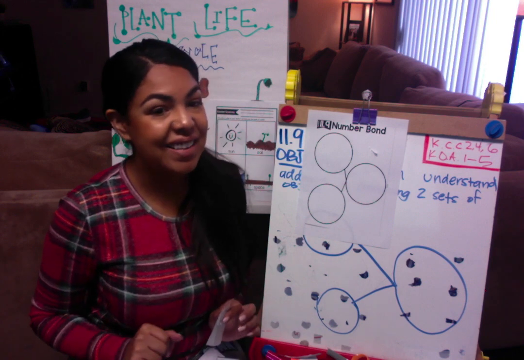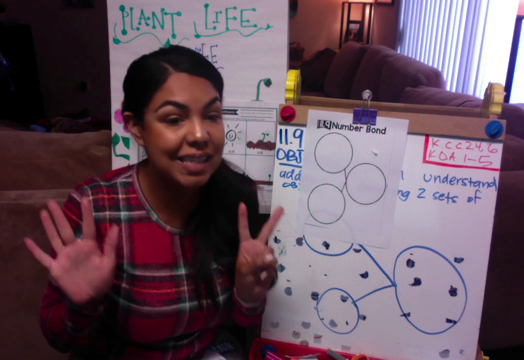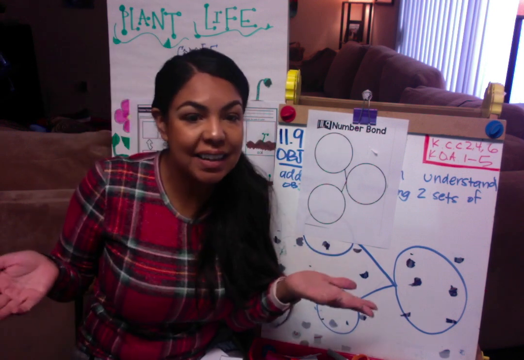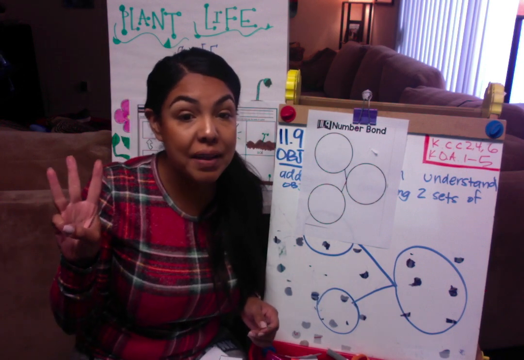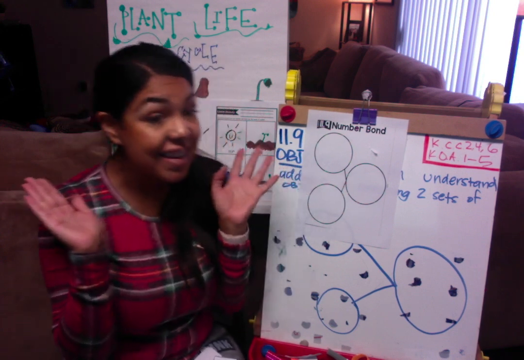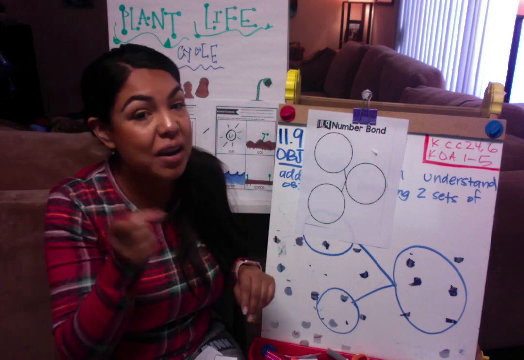Okay, here we go. There were 7 cats at my door. Some were brown and some were black. 3 of the cats were brown. How many were black? Whoa, quite a mystery, huh? Let's find out. All right, guys. So how many cats were at my door?